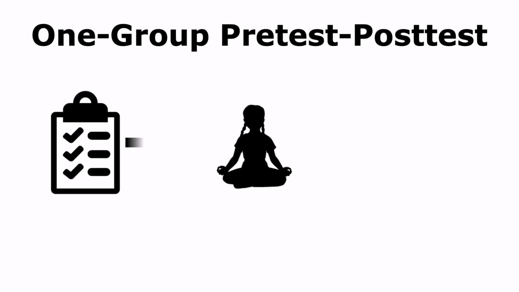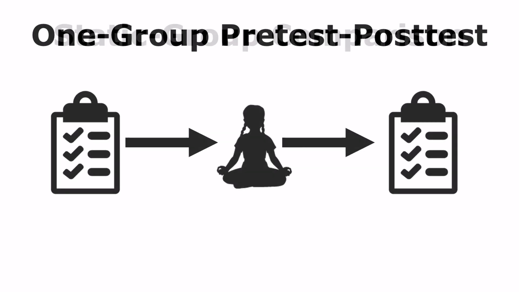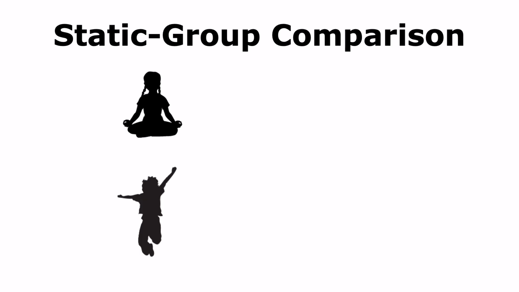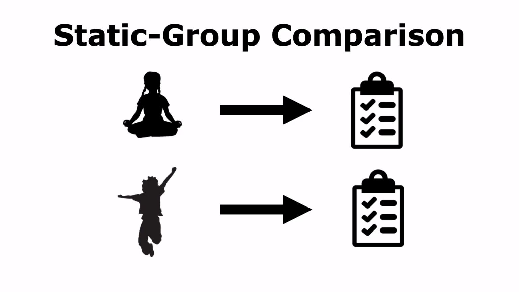A related weak pre-experimental design study is the one group pre-test post-test. This design involves one group that is pre-tested, they're exposed to that treatment, and then they're post-tested. The static group comparison is another weak experimental design that involves at least two non-equivalent groups. One receives a treatment and both are post-tested. So this is common in education research where two different existing classes are used in a study.